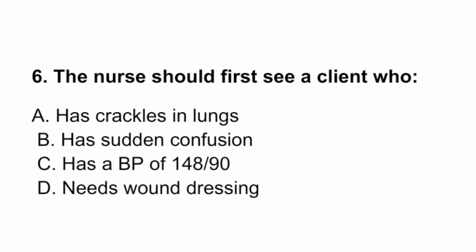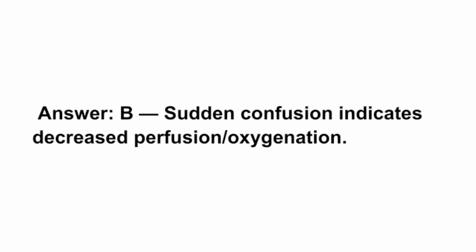6. The nurse should first see a client who A. Has crackles in lungs. B. Has sudden confusion. C. Has a BP of 148/90. D. Needs wound dressing. Answer: B. Sudden confusion indicates decreased perfusion or oxygenation.